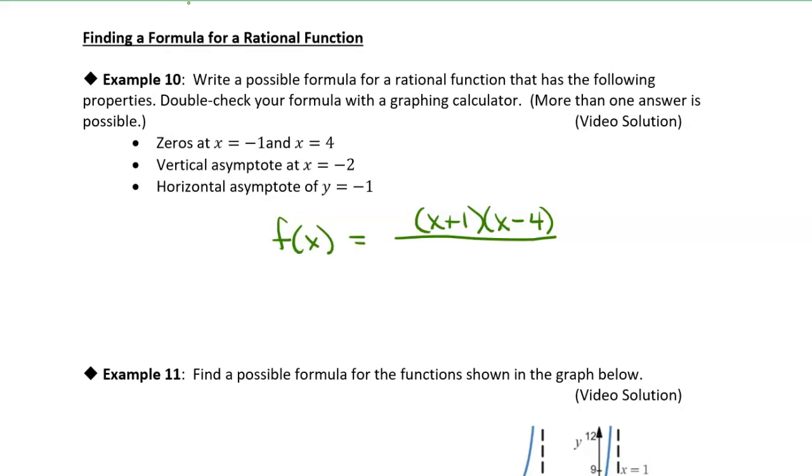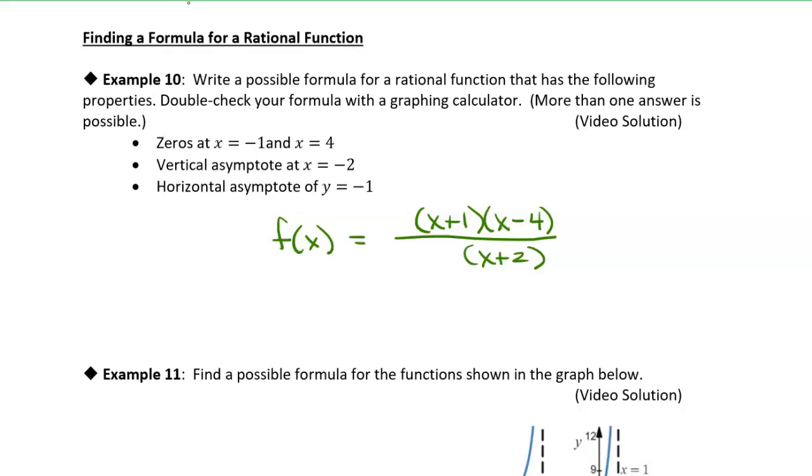Now, it also says we have a vertical asymptote at x equals -2. All right, now the vertical asymptotes occur when the denominator is 0. All right, so that means that the denominator has to have a factor of x plus 2, because when x is -2, that would be 0. And we also need to have a horizontal asymptote.